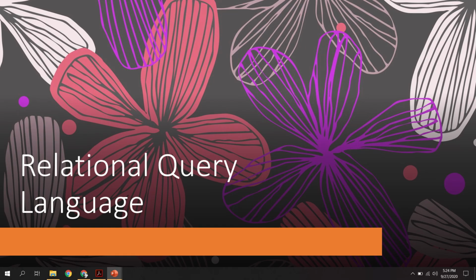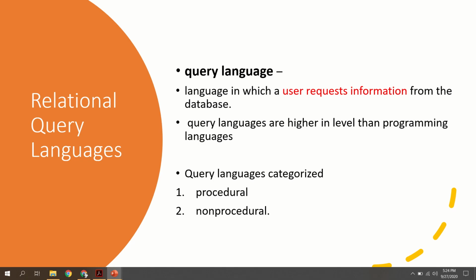The next point we have to study is relational query language. When we studied SQL, we studied a query language. We said that SQL is a type of query language. So what is a query language? A query language is a type of language in which the user requests some information from a database. We know that a database consists of different information, and based on the need of the user, he can request information from a database. That is called a query language.